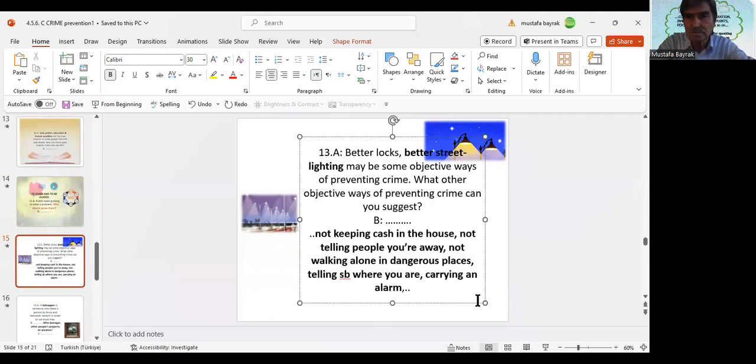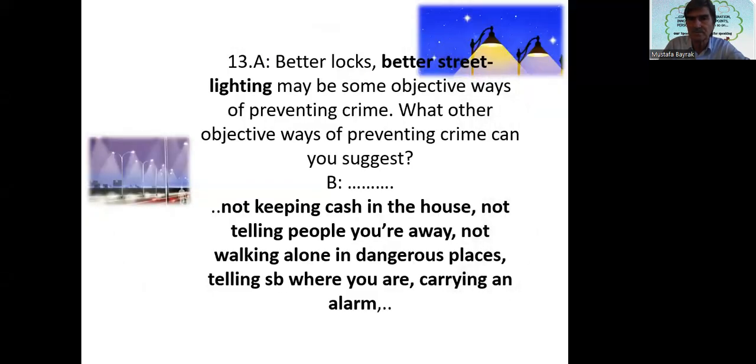What was the question? What other ways of preventing crime can you suggest? I can also suggest not walking alone in dangerous places as a way of preventing crime. For example, I can also suggest telling somebody where we are as a way of preventing crime.